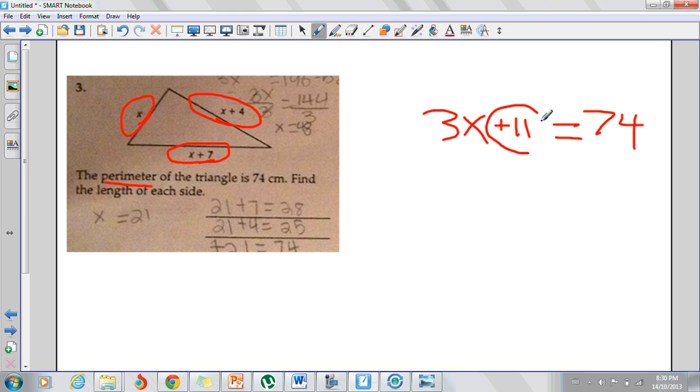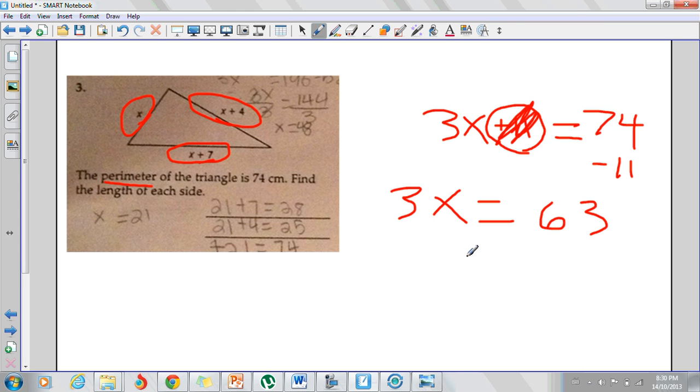All we got to do is get rid of this plus 11 first by bringing it to the other side and taking away 11. So he's gone if we take away 11, and then we take away 11 from the other side. So now we're left with 3x equals, okay, and we're left with 63.